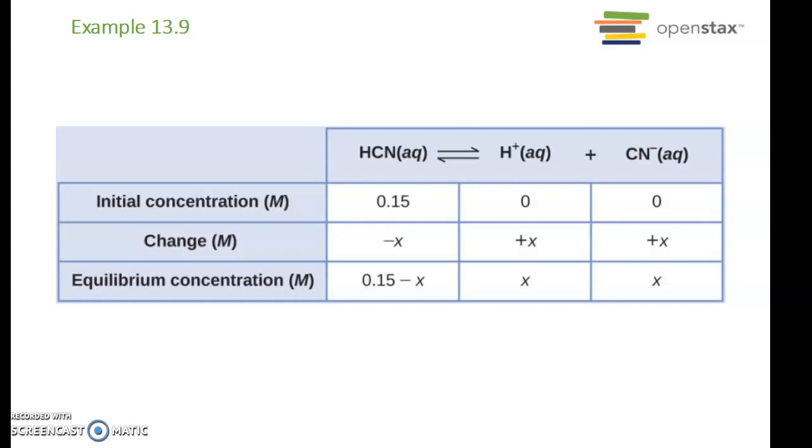So in these instances, you can just ignore portions of that, and you end up with Kc equals x squared divided by 0.15 molar equals 4.9 times 10 to the minus 10th. Therefore, x squared is going to be 4.9 times 10 to the minus 10 times that 0.15, or 7.4 times 10 to the minus 11th molar. But that's x squared. The square root of that is 8.56 times 10 to the minus 6.